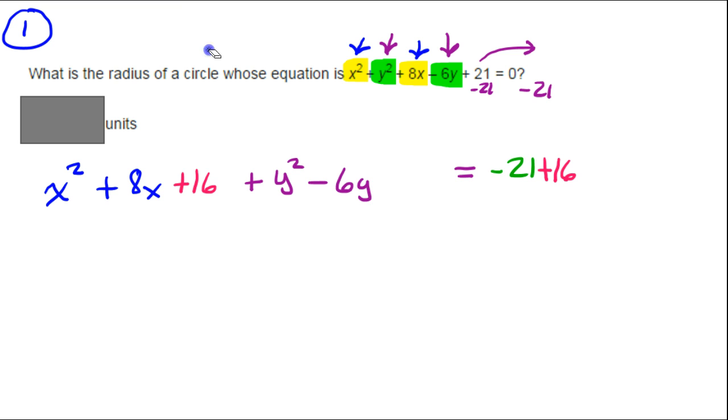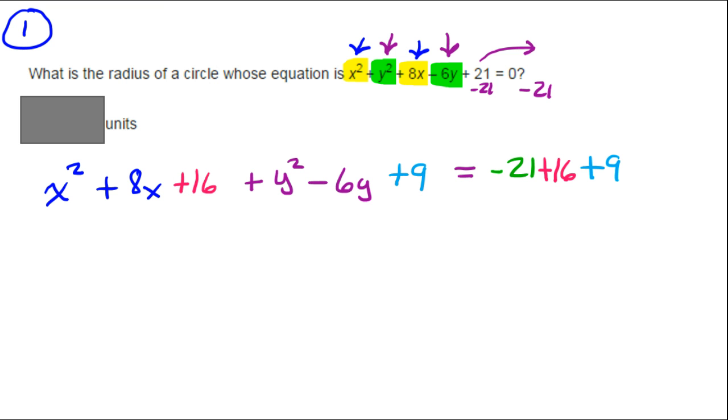Okay, now I'm going to do the same thing with the y's. I think I'll pick a different color this time. I'll do light blue. Again, to complete the square, I do half of the middle squared. So half of this is 3. And then 3 squared is 9. So I'm going to put a positive 9 here and here. It's got to be on both sides.